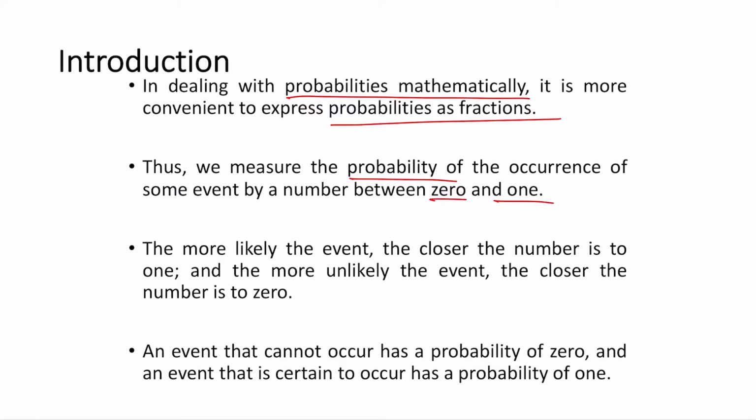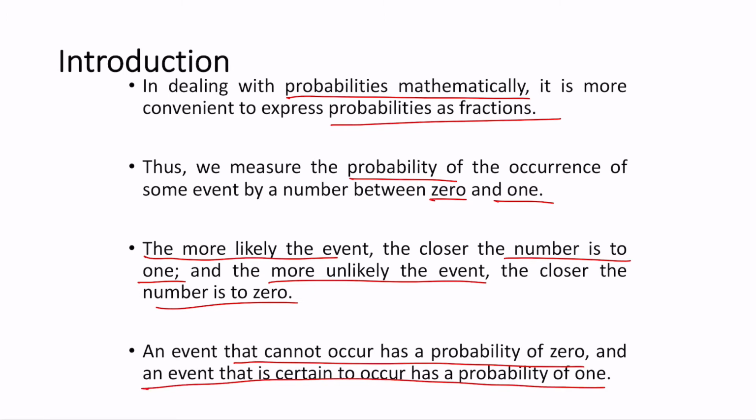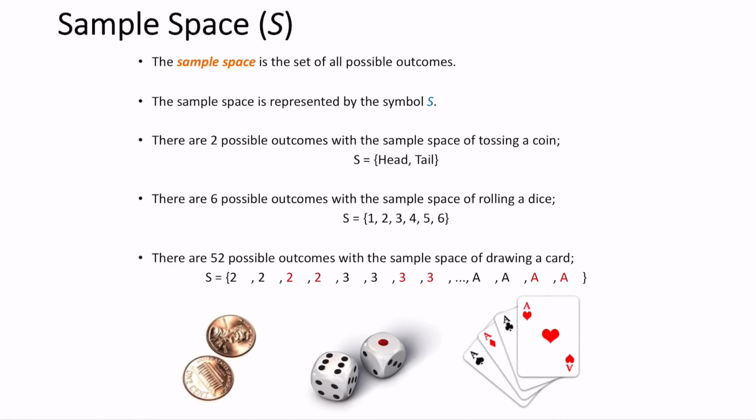This is the common sense here. Between 0 and 1 represents that if something has to occur, the probability that it will not occur for sure is 0. The probability that it will occur for sure is 1. So the more likely the event, the closer the probability is to 1, and the more unlikely the event, the closer the value is to 0. An event that cannot occur has a probability of 0, and an event that is certain to occur has a probability of 1. This is the idea behind the topic of probability.